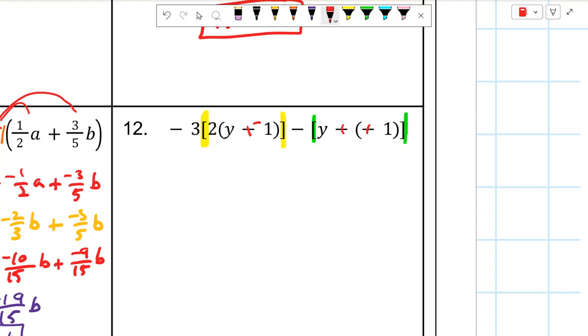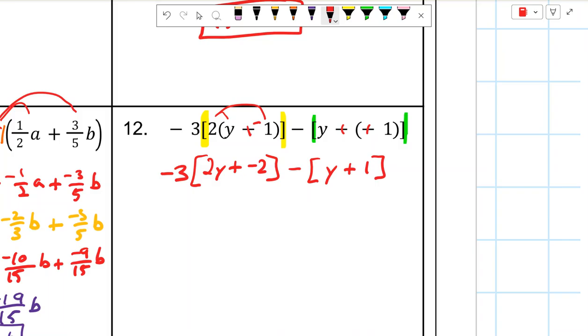Now let's go ahead and work inside this first one. 2 times y is 2y, and 2 times negative 1 is negative 2. I'll bring down that plus sign. I'll keep the brackets here because I have not used them yet. Now let's go down to the end here. This is minus a bracket y plus 1.